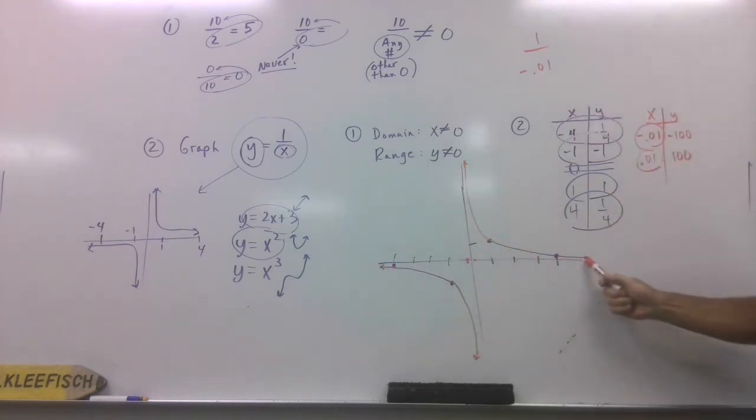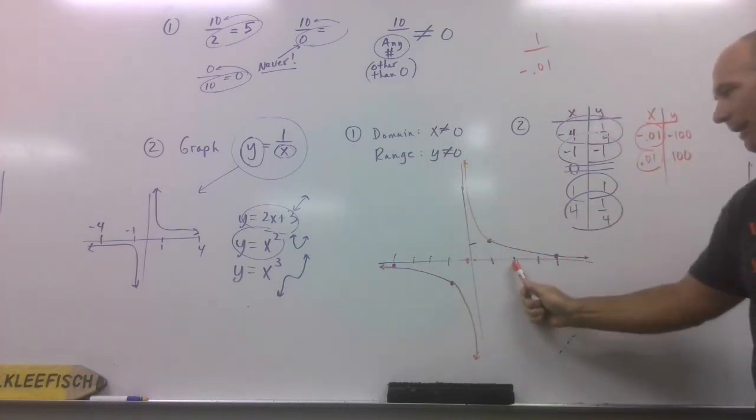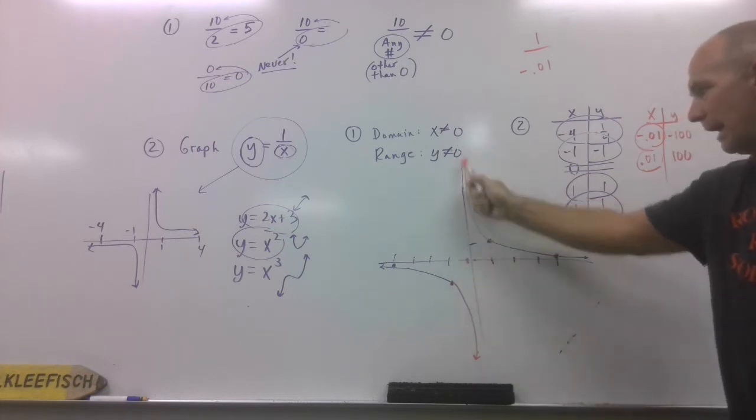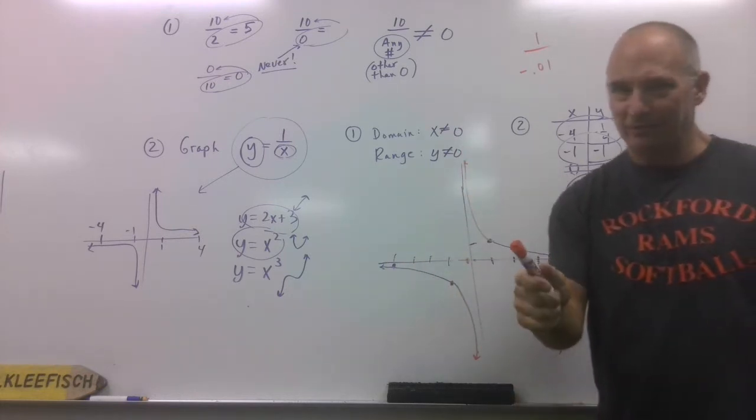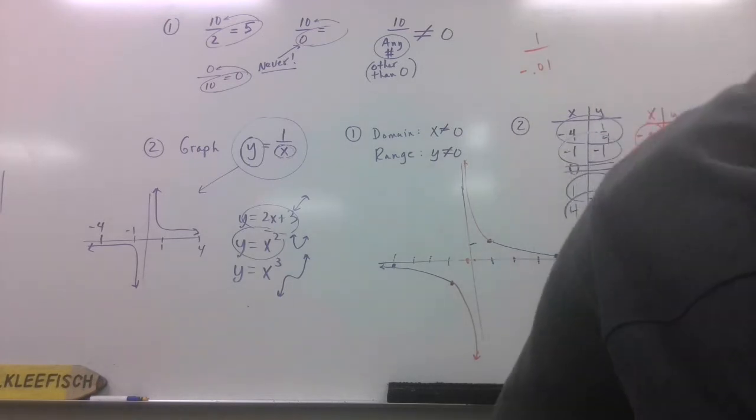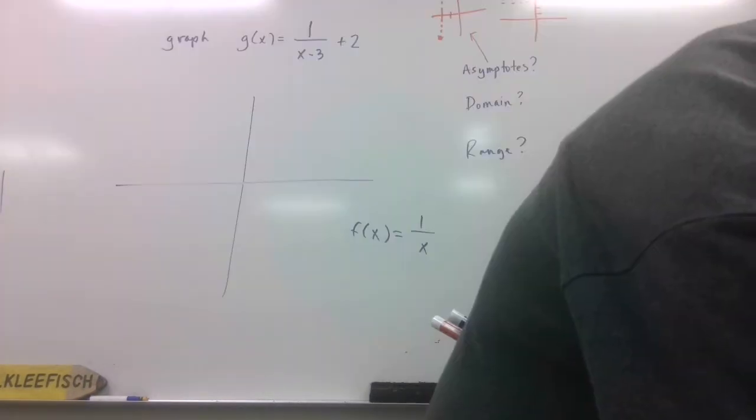And the same thing goes here. It's trying to touch the x-axis, and it's trying to touch the y-axis. So these are called our asymptotes. Get used to that phrase. It's going to come at you quite a bit. All right, this is it for the pre-lesson.